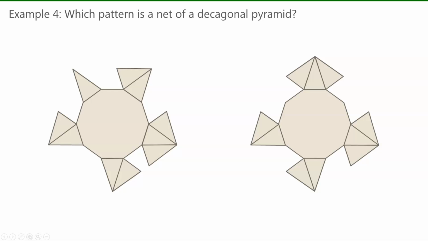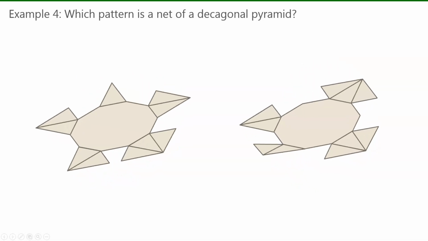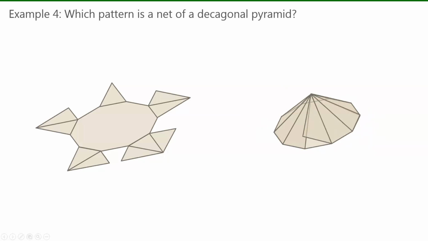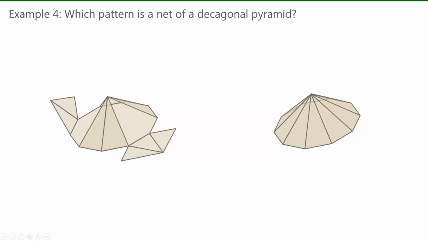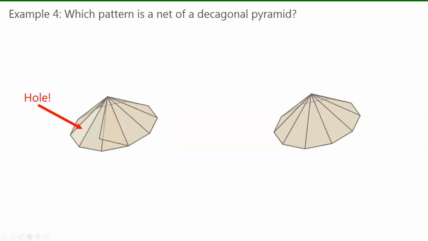When we look at the pattern on the right, this side will meet here, and this one here. This side will meet, and this side will meet. So it looks like all the sides meet correctly. So when we fold these 3D objects, the figure on the right is a complete closed figure. When we look at the figure on the left, we can see that it does have some issues. There is a hole right here, and this side right here creates an overlap. Therefore, the pattern on the left is not a net.